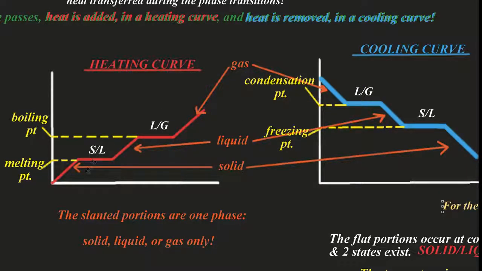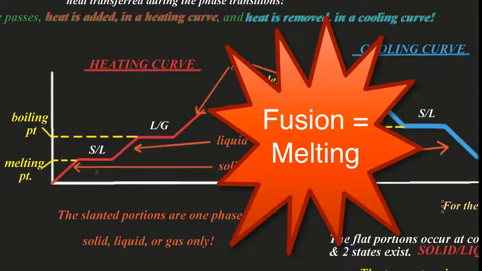So now at this point, when we look at the flat portions, we have a transition occurring. For instance, here we're going from a solid to a liquid. And you notice how it's a flat portion. That means it's the same temperature. And what's happening is the ice, if we're dealing with water, is melting into liquid. We will refer to this process as fusion, not melting. So if you see fusion, it's the same thing as melting.